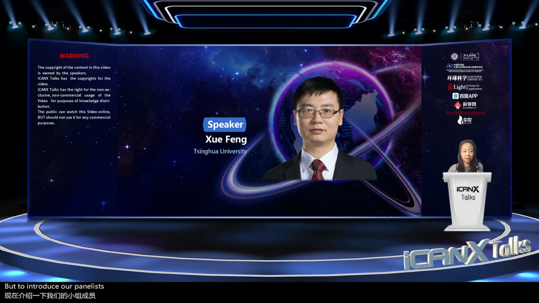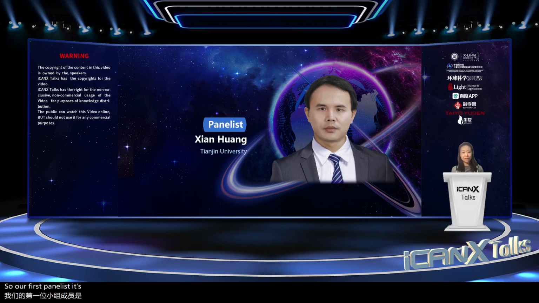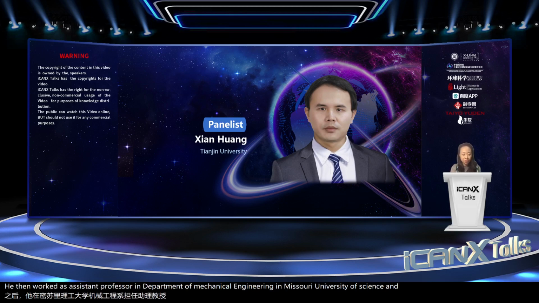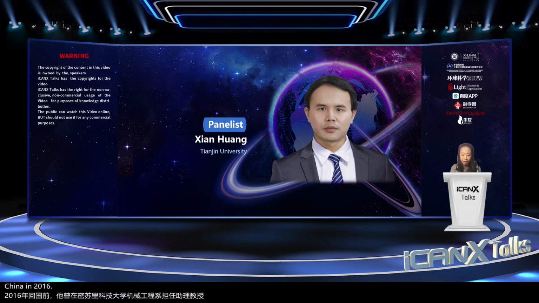introduce our panelists today. Our first panelist is Professor Huang, who is currently working at the School of Precision Instrument and Optoelectronics Engineering in Tianjin University, and also he is the director of the Center of Flexible Wearable Technology in IFET Tsinghua. Professor Huang received his PhD degree in mechanical engineering from Columbia University in 2011, and then worked as a postdoctoral researcher at the University of Illinois at Urbana-Champaign from 2011 to 2014. He then worked as assistant professor in the Department of Mechanical Engineering at Missouri University of Science and Technology before returning to China in 2016. Professor Huang's research area is flexible biomedical electronics, as well as bioresorbable electronics. He has published 85 papers with more than 6,000 citations, and he also obtained 13 authorized patents.